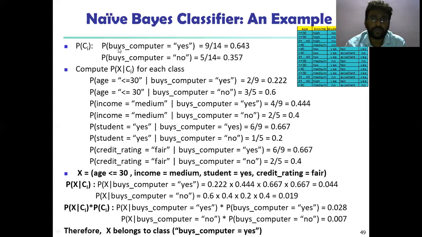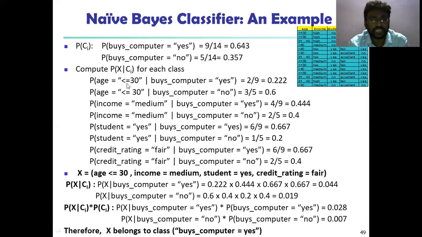Now P of buys computer equals yes. So the yes value is 9 by 14, which is 0.643. That is the probability of the yes values, and the probability of the no values is 0.357. So here the yes category has more values. Then compute P of X given Ci, that is, compute from the training data set the probabilities by the class values for each class.